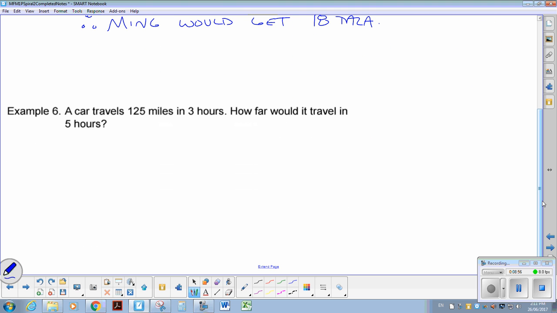A car travels 125 miles in 3 hours. So 125, I'm going to switch to the other system for you, in 3 hours. So I'm going to use proportions. How far will it travel in 5 hours? So blank to 5. So I need to find out this factor right here. The hours is what I know. It's not going to work out even.